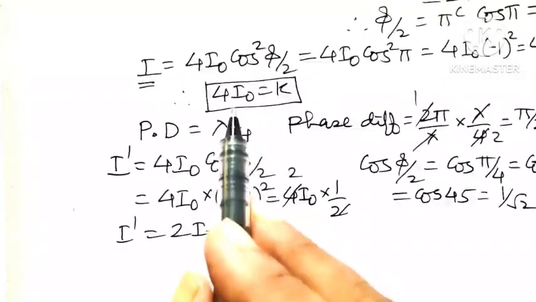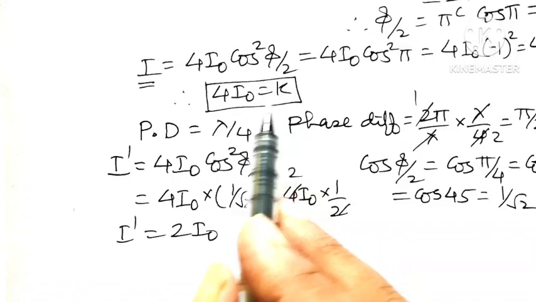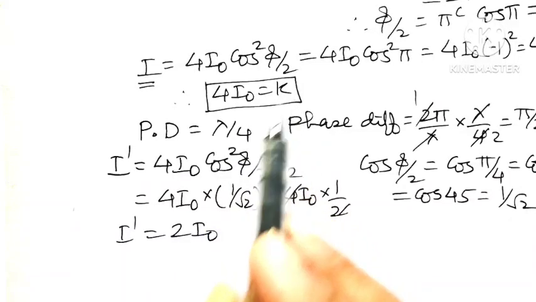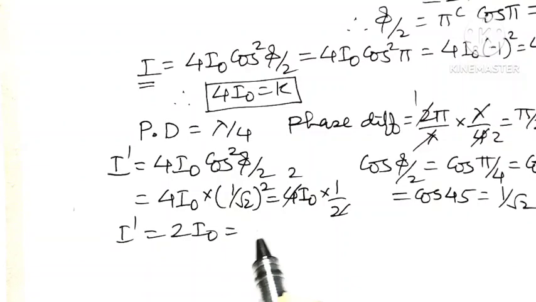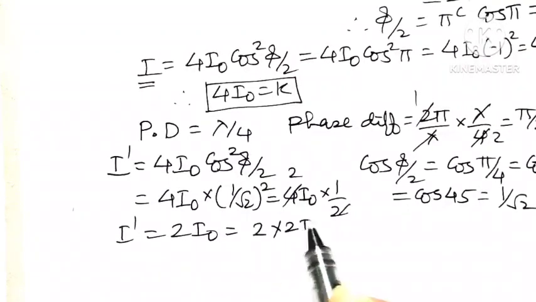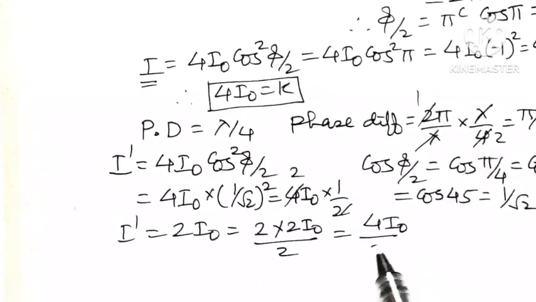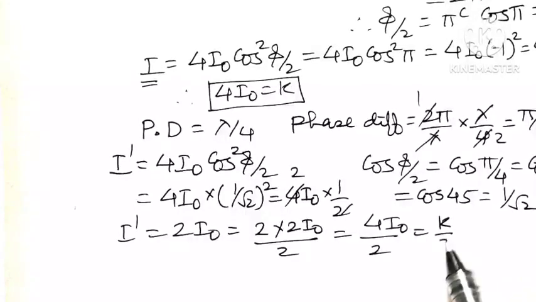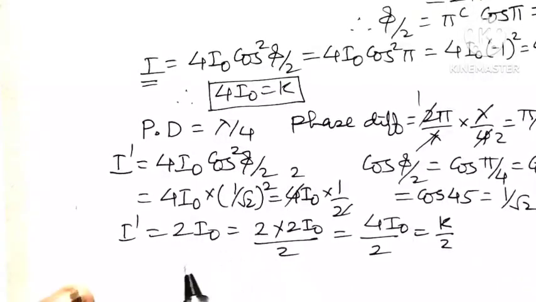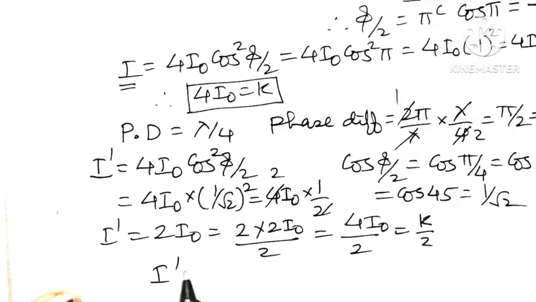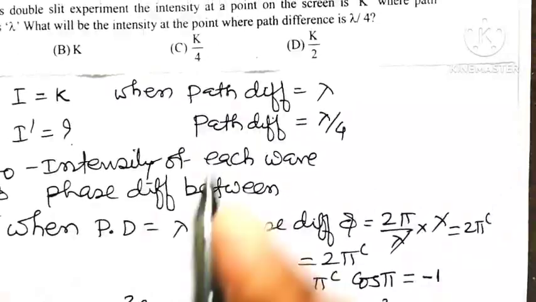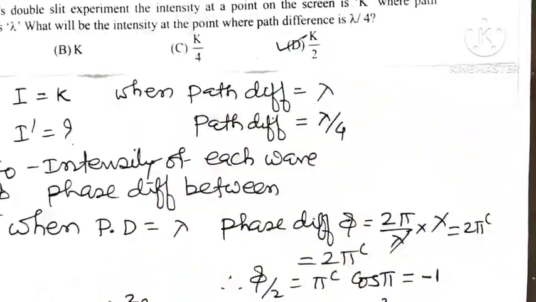But we know 4I0 equals K, which means I dash is equal to 4I0 divided by 2, and 4I0 is K, so I dash is K divided by 2. So the new intensity of light at the point when the path difference is lambda by 4 is K by 2. Out of the 4 options, look at option D, K by 2, is the correct option for this question.